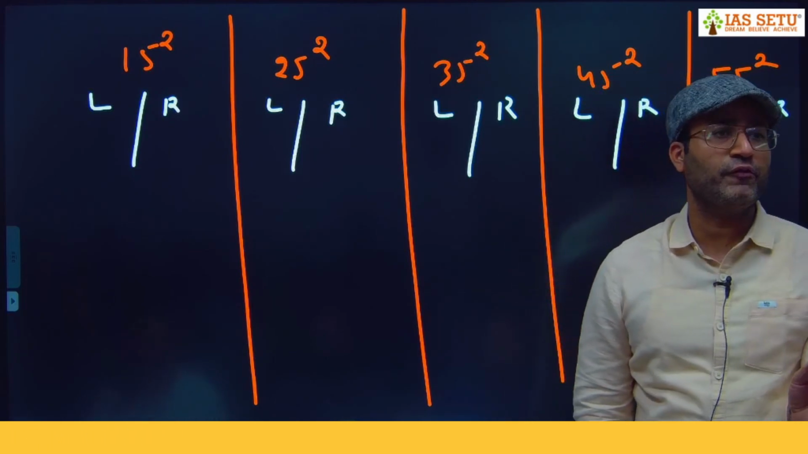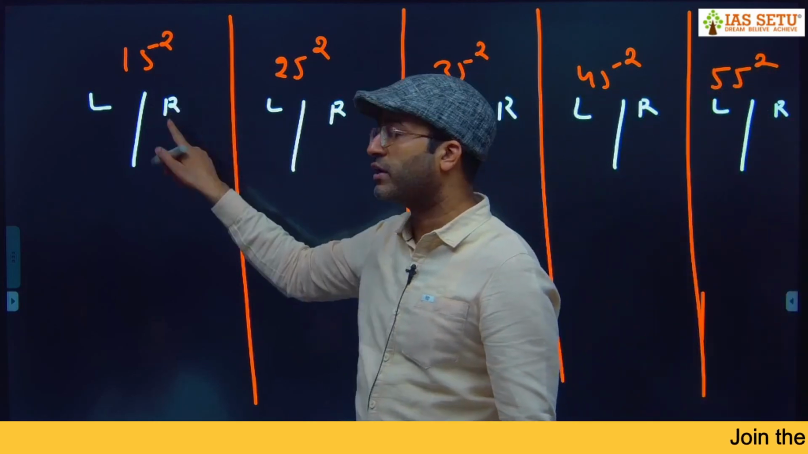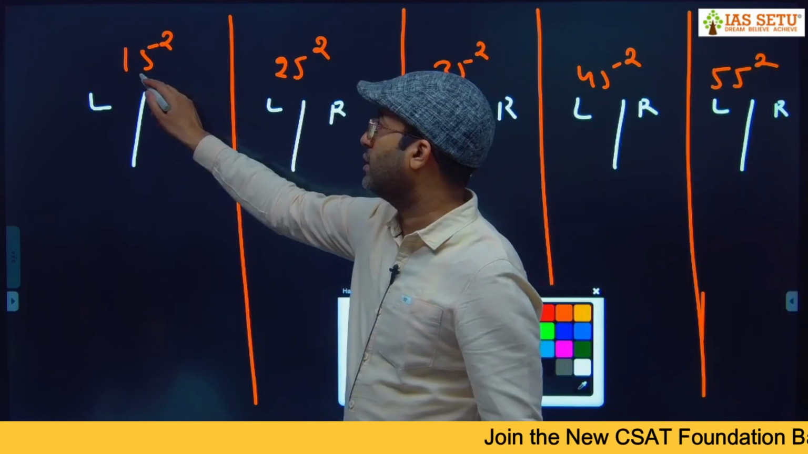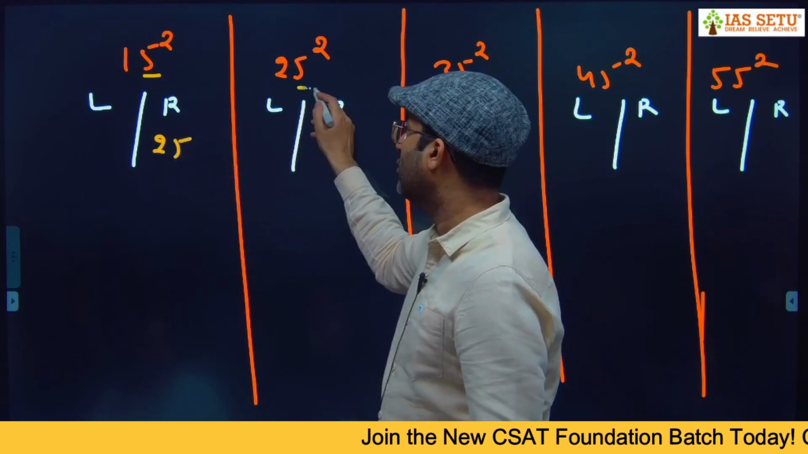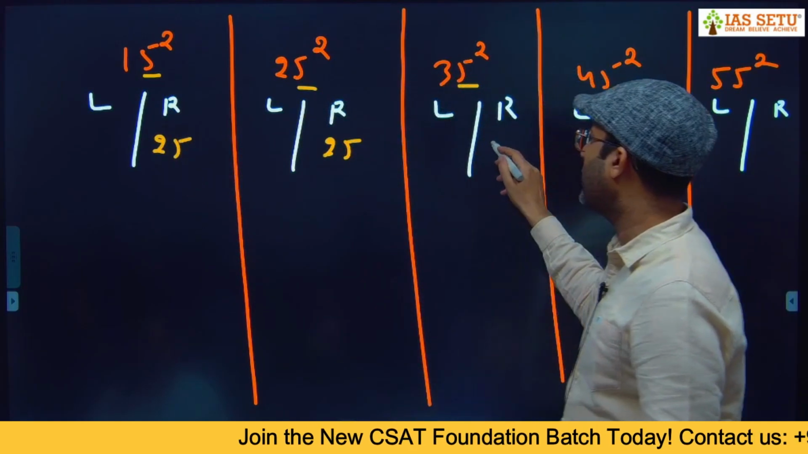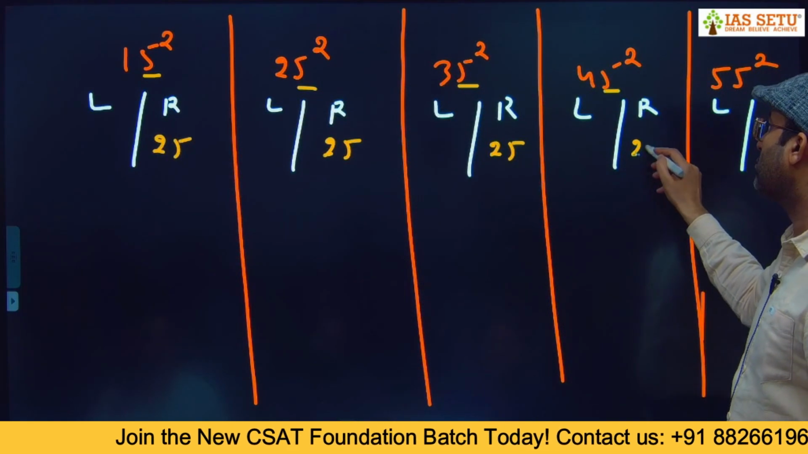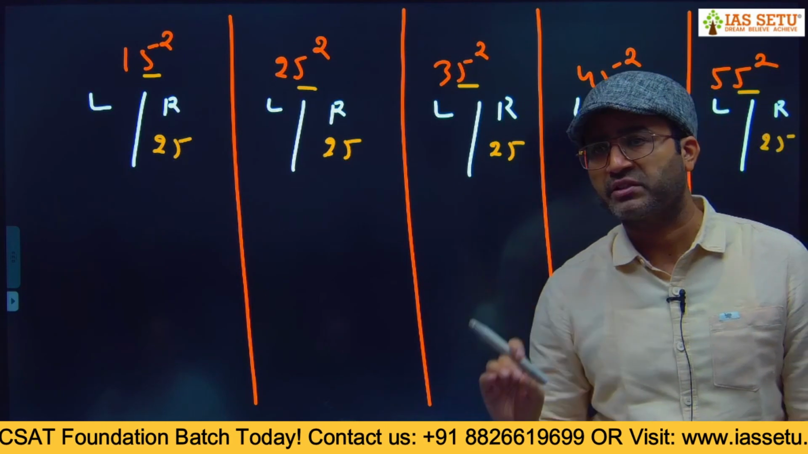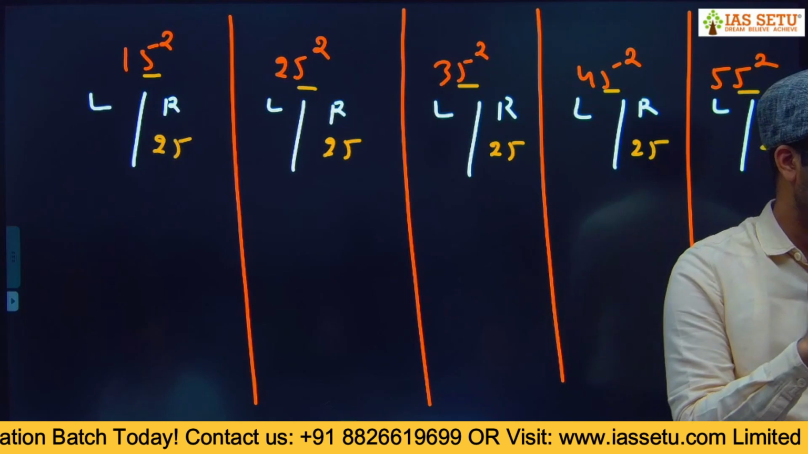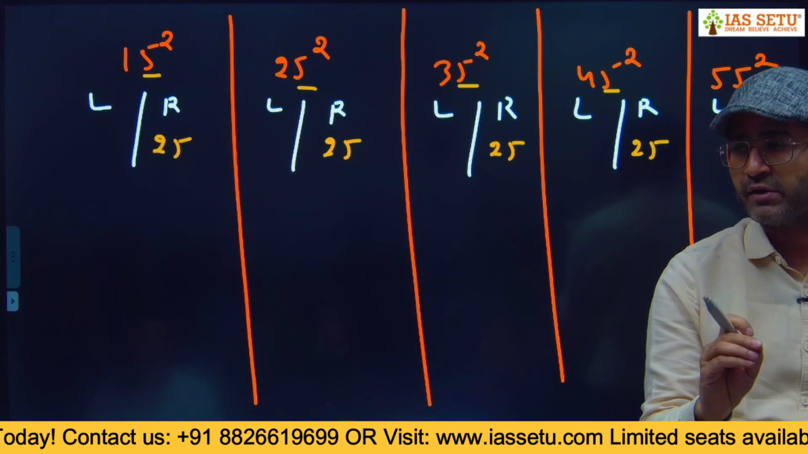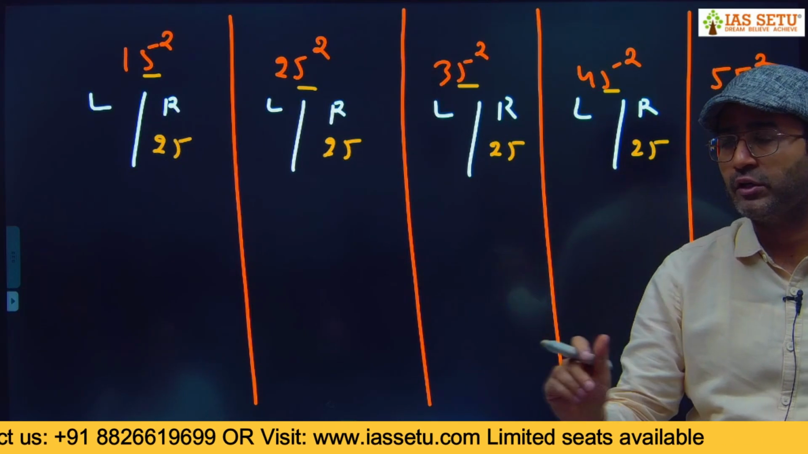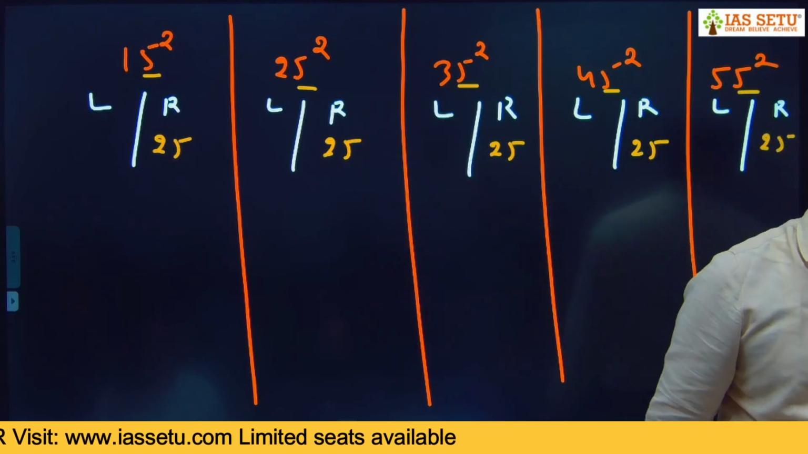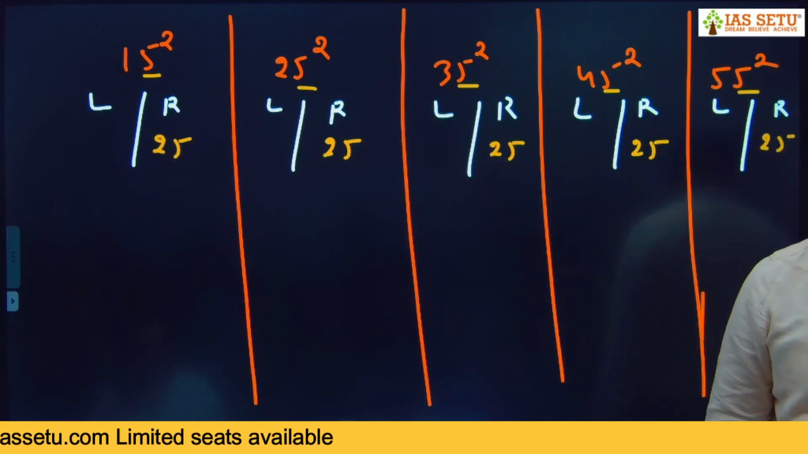In this type of question where at unit place you have 5, right side is fixed 25. Right side will be 5 square. And what is 5 square? 25. So in this type of question, our right side is always fixed 25. If you have a value where at unit place you have 5 and you have to take the square of that value, in your square value the last two digits have to be 25. So it is always 25.